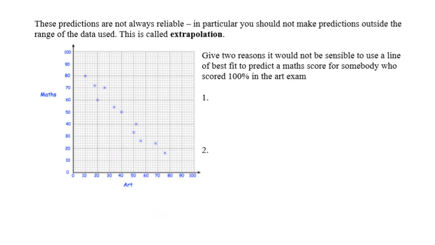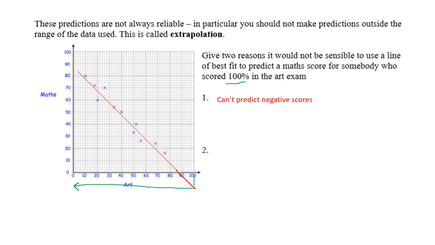Now there are a couple of scenarios where a line of best fit is not reliable. There are two things that I can point out here, because if we look at our line of best fit here, if we're trying to make a prediction for someone who scored 100% in the art exam, the first problem is that, well, if we carry that data line onwards, and then we make a prediction based on 100 art across to a math score, we predicted them like minus 10% as a score, and you can't really do that.